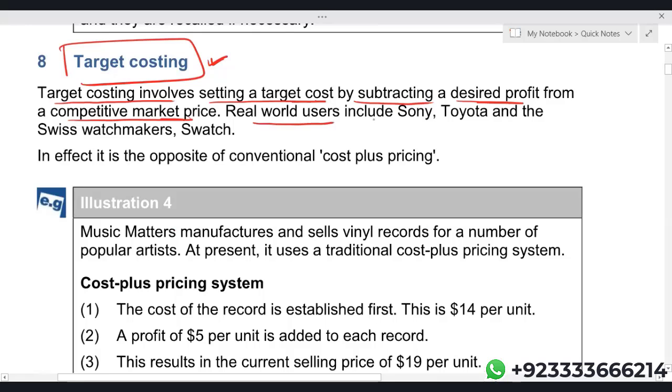Real world users include Sony, which is using this target costing. Toyota is using this target costing. Swiss watchmaker Swatch, they are also using target costing, okay?